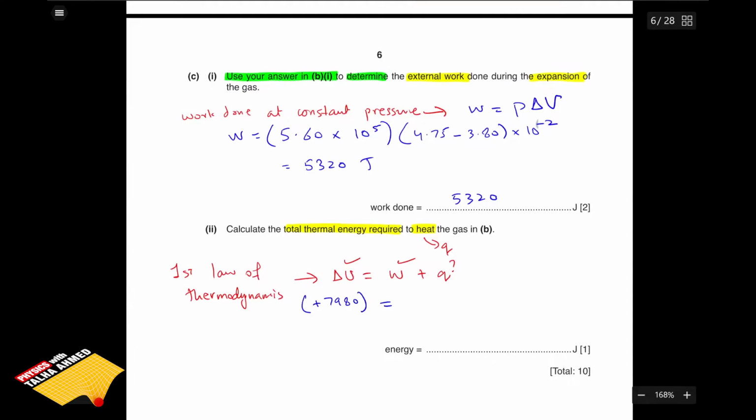Since the internal energy is increasing, we have to take it as positive. That's why I've specifically written it with a plus sign, because it's very important to remember that work done here is going to be negative because the gas was expanding, and whenever gas is expanding, its own energy is going to decrease because it's the gas which is itself doing the work. So that is negative. And then once we solve and find Q, that is going to be 13300.